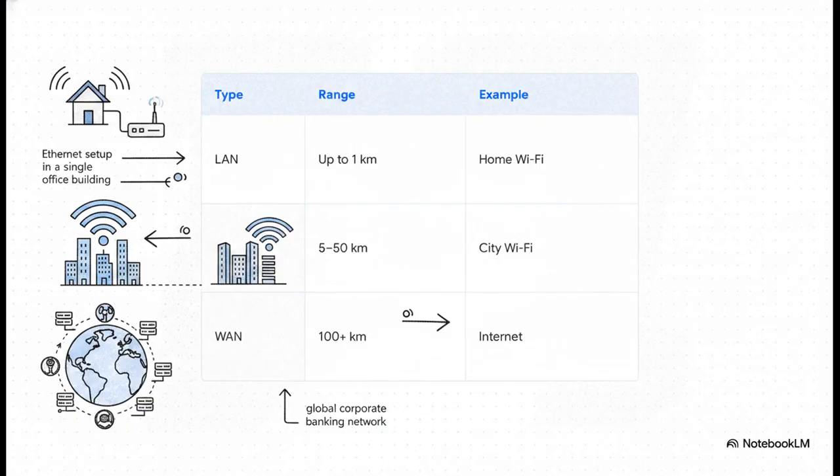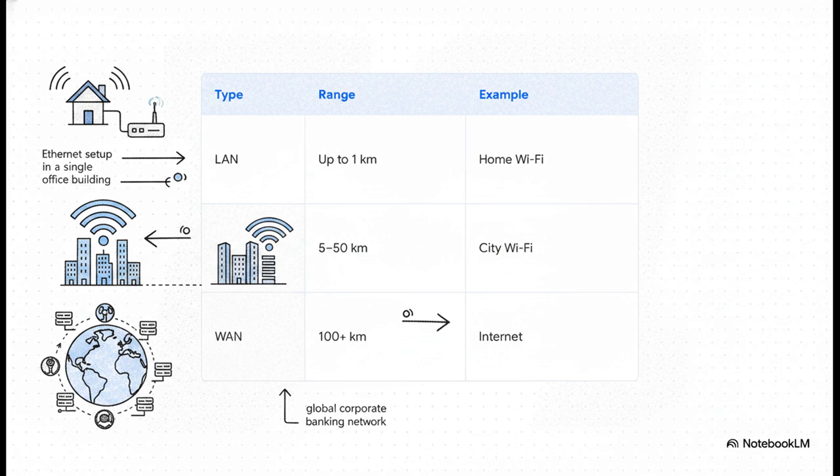We generally categorize networks by their physical footprint. At the micro level, you've got the LAN, or local area network. This covers up to about a kilometer. Think your home Wi-Fi or the Ethernet in an office building. Scale that up to an entire city, roughly 5 to 50 kilometers, and you hit the MAN, or Metropolitan Area Network, which links multiple LANs together.